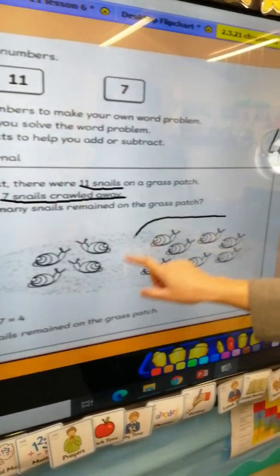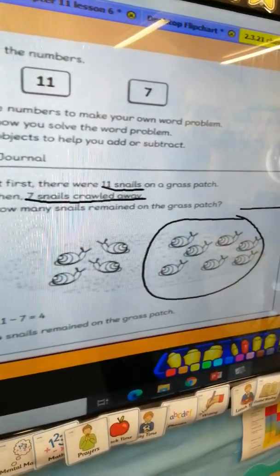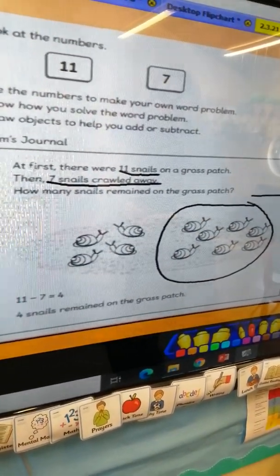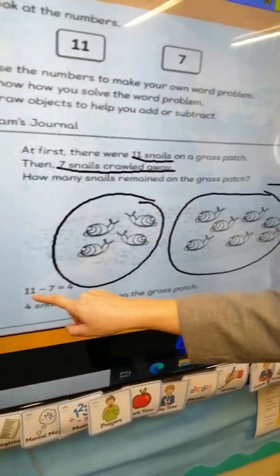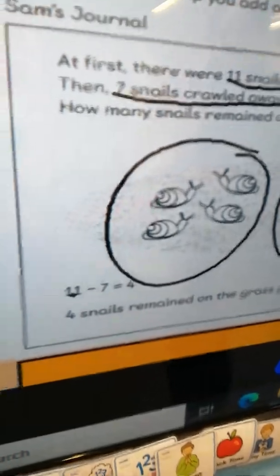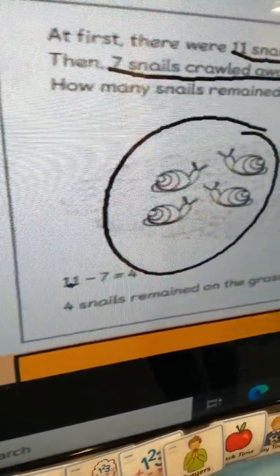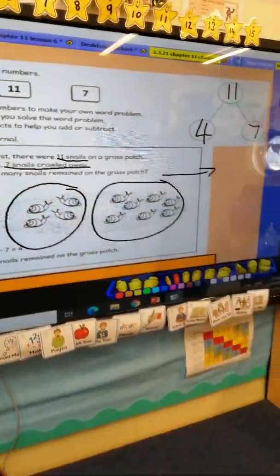Here we are. Here we've got 7 moving away from the large group. So that's right, it's a takeaway, isn't it? How many snails were left? There were 4 snails. And here's my 11, which is my whole number. Here's my 7, which is my part. And here's my 4, which is a part. 4 snails remained on the grass patch.